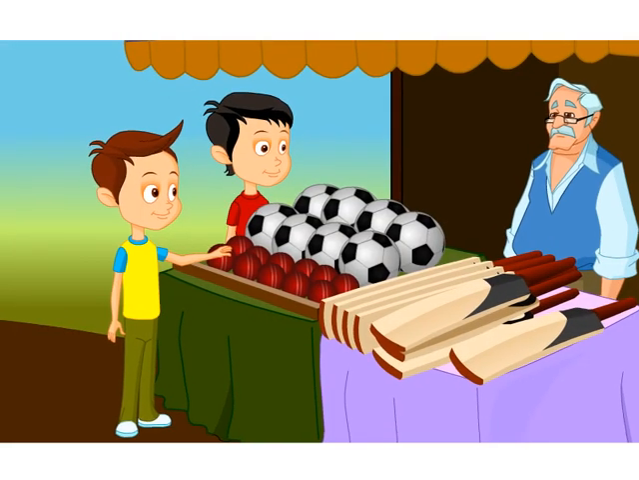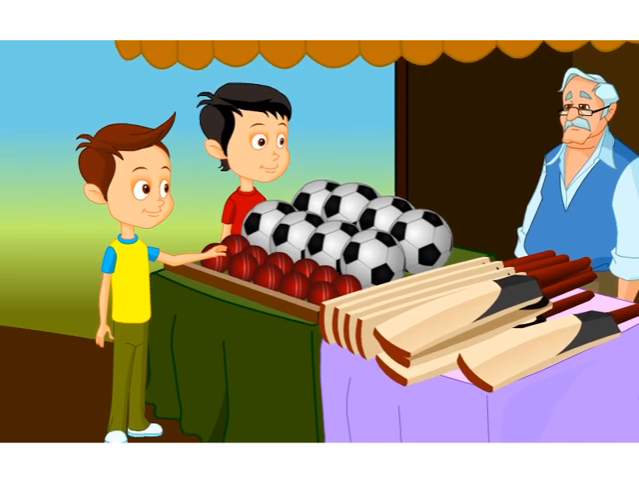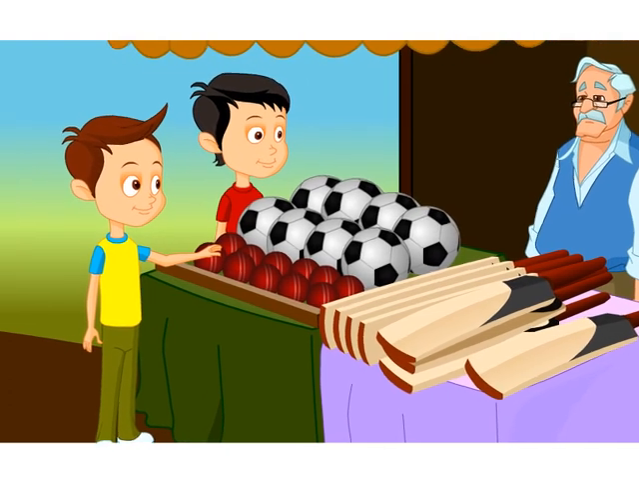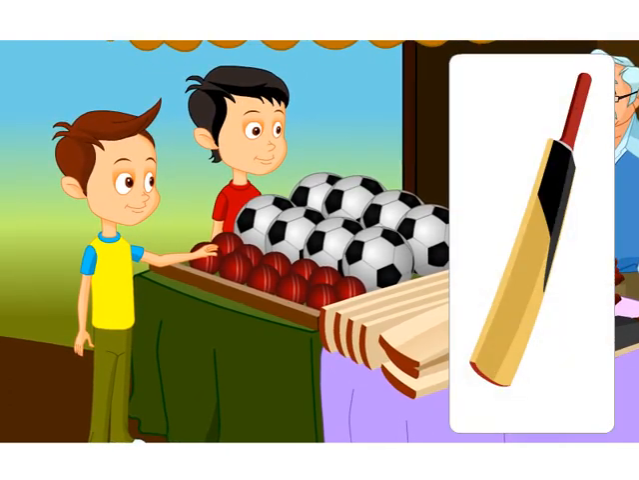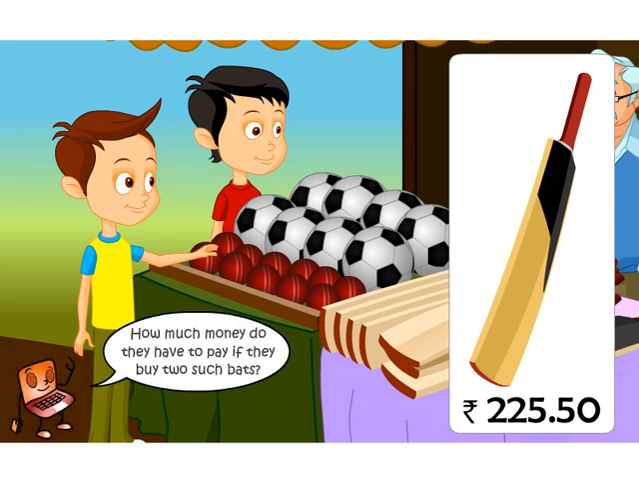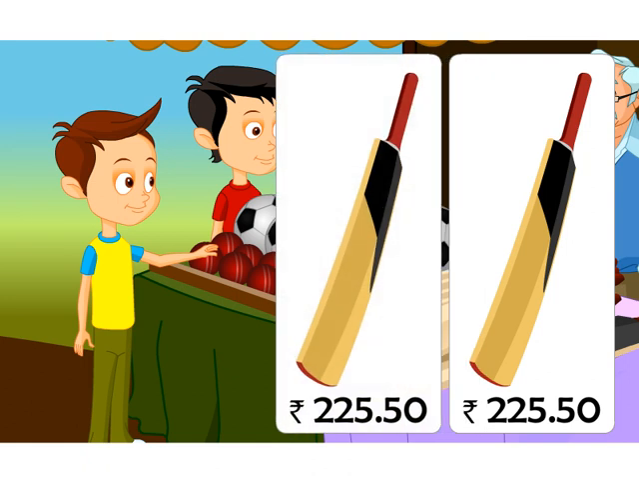They go to a sports shop to buy the cricket kit. John and Peter both like a bat which has a price tag of 225 rupees and 50 paise. How much money do they have to pay if they buy two such bats? Two bats will cost rupees 225 and 50 paise into two.